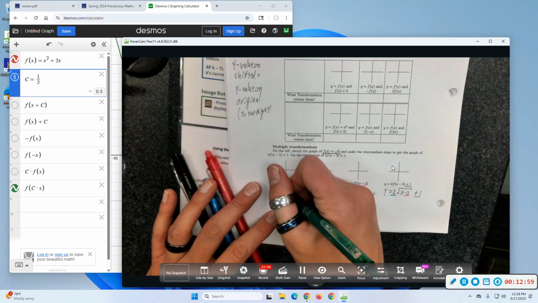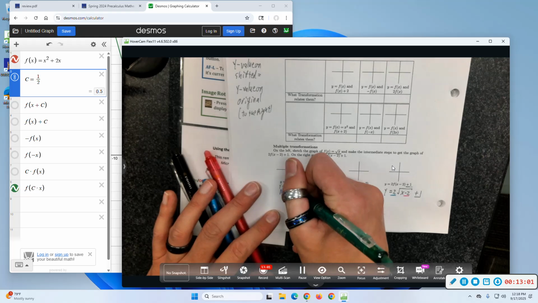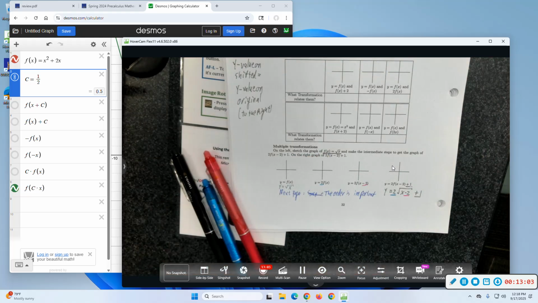So I guess my starting point is y equals just the square root function. Oh, well, we already know what the square root function looks like. It's behind me.